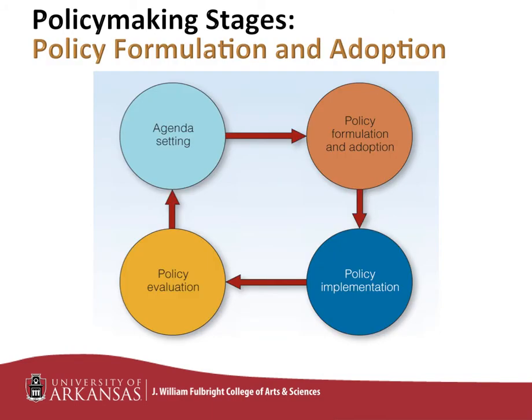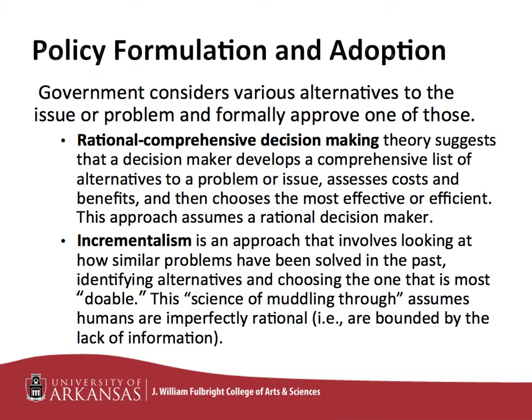Now, the next step is considering the actual policy formulation and adoption, which is the next stage in this process. So, government considers various alternatives on issues or problems and formally approves one of them, but the question is, how do they do it? Now, there are two major themes that work here, and we've dealt with this previously.